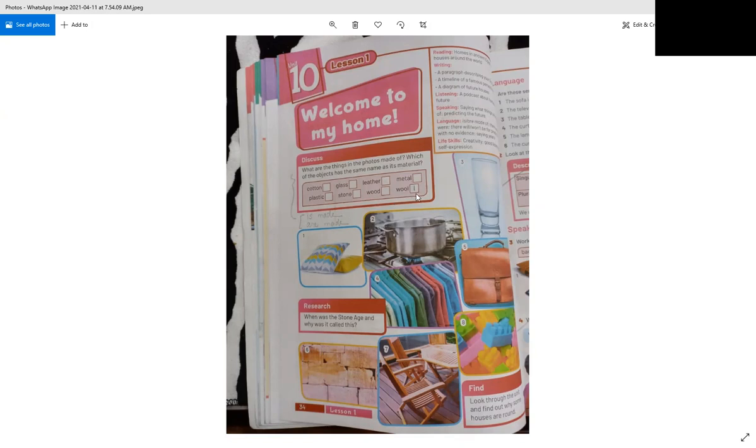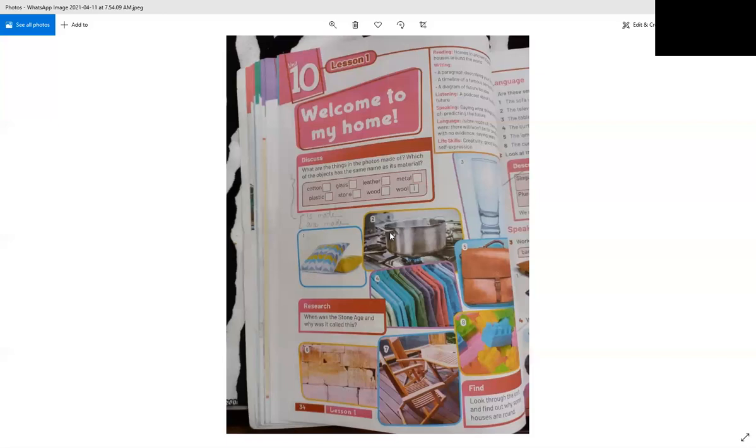Now we have a glass, this is number three. A glass is made of glass too. So the material and the object have the same name. A glass is made of glass.